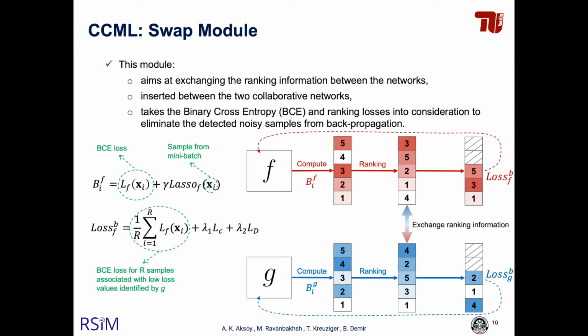and then sorts them, and then exchanges this ranking information between the two networks. In this way, the network F uses R samples associated with the lowest loss values identified by the network G to update its weights by minimizing the final loss. And similarly, network G uses the top-ranked R samples which are associated with the low loss values identified by network F to update its parameters. The final loss is the sum of binary cross-entropy loss calculated over the lowest loss value samples, the consistency loss, and the disparity loss from the discrepancy module.